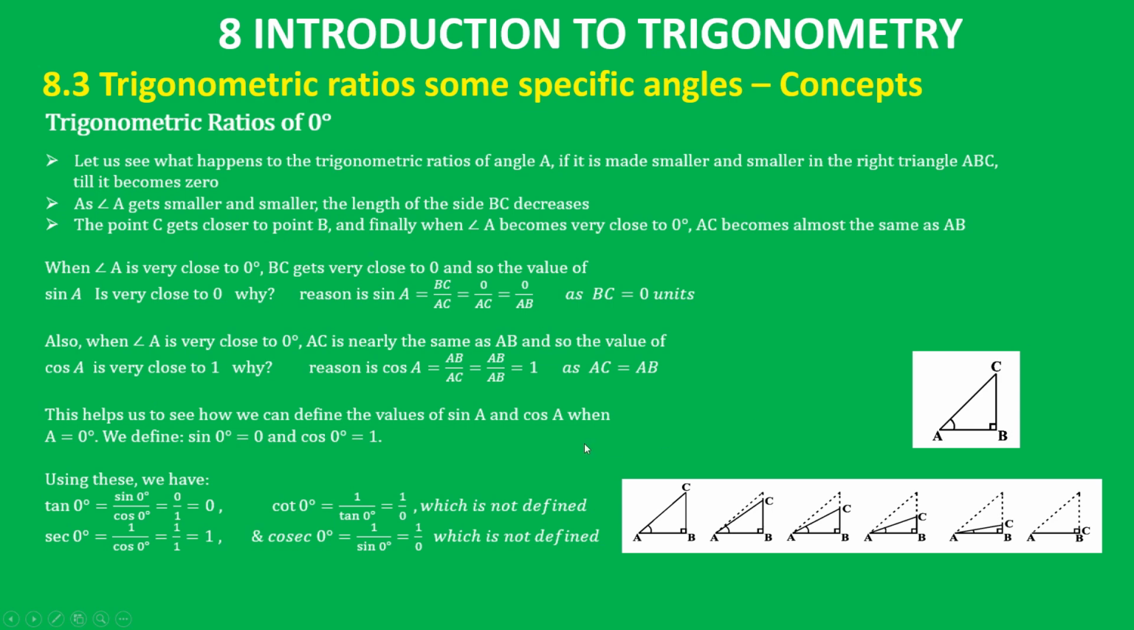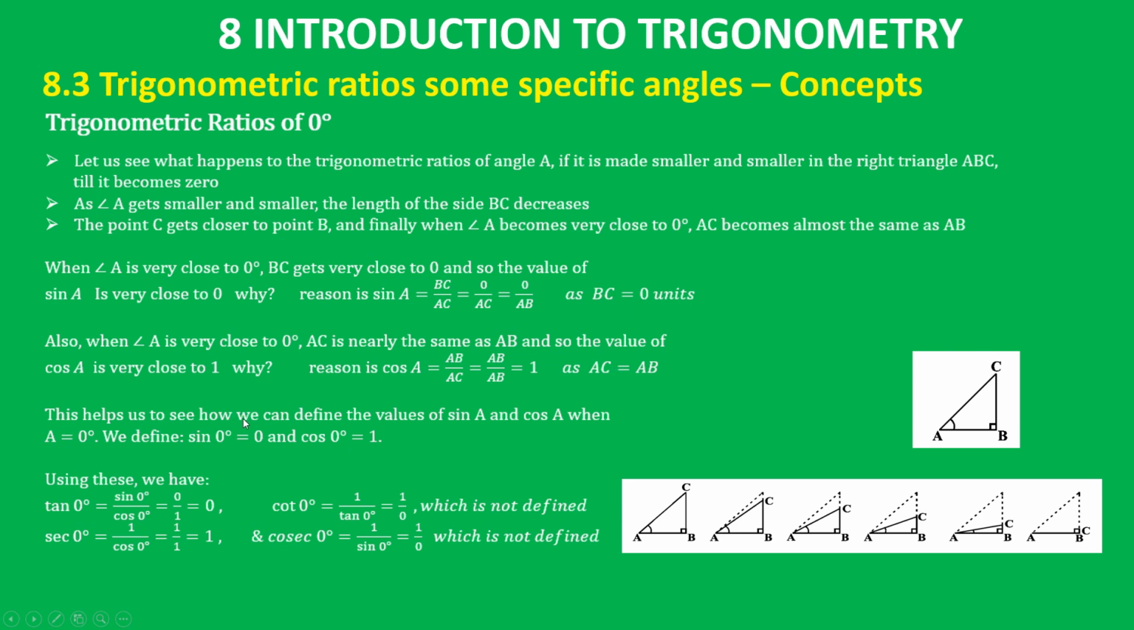AB by AC. When angle A becomes 0, AC is equal to AB, right? Then I can write AB instead of AC: AB by AB is equal to 1, as AC becomes equal to AB when the angle is 0 degrees, correct? Now, we arrived that sin 0 is equal to 0, cos 0 is equal to 1.